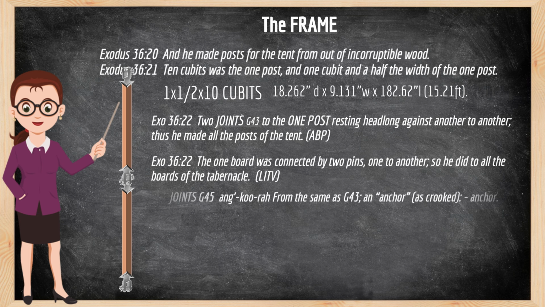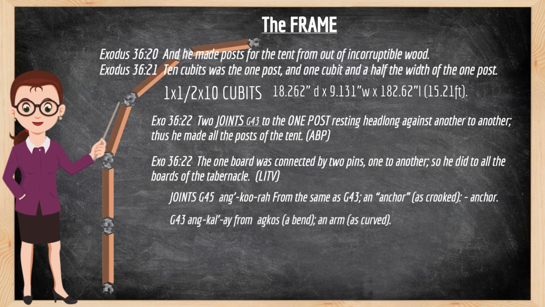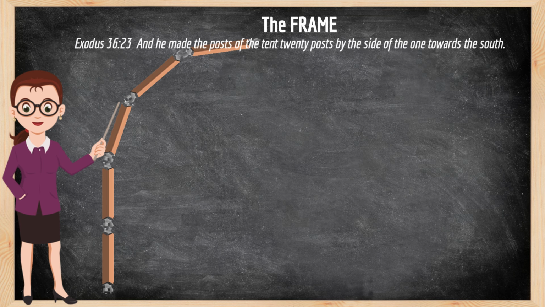Okay, so this word joints in the Greek means an anchor as crooked. And it's from the word G43, meaning a bend, an arm as curved. So a bend like in your elbow. So this is talking about like an elbow bend. So this is what this is describing as this joint. Exodus 36:23.